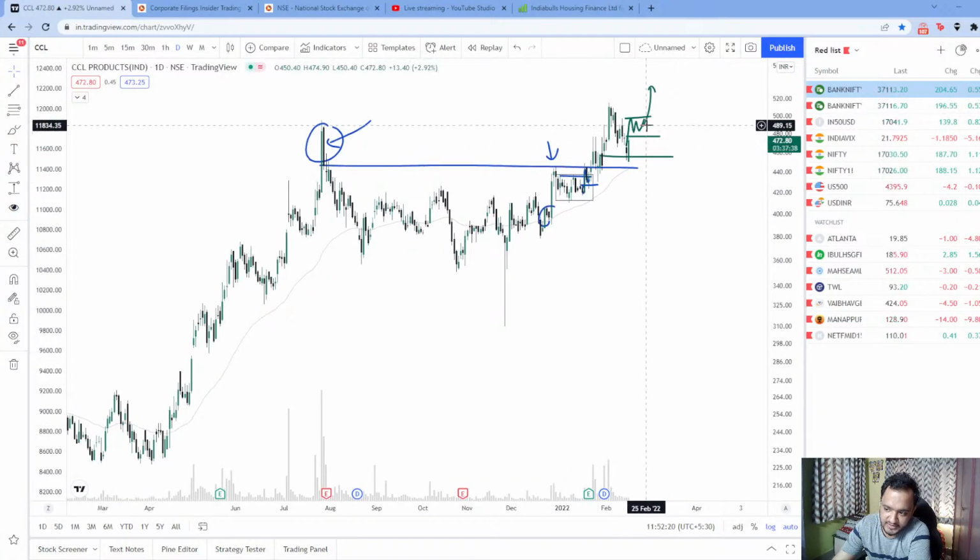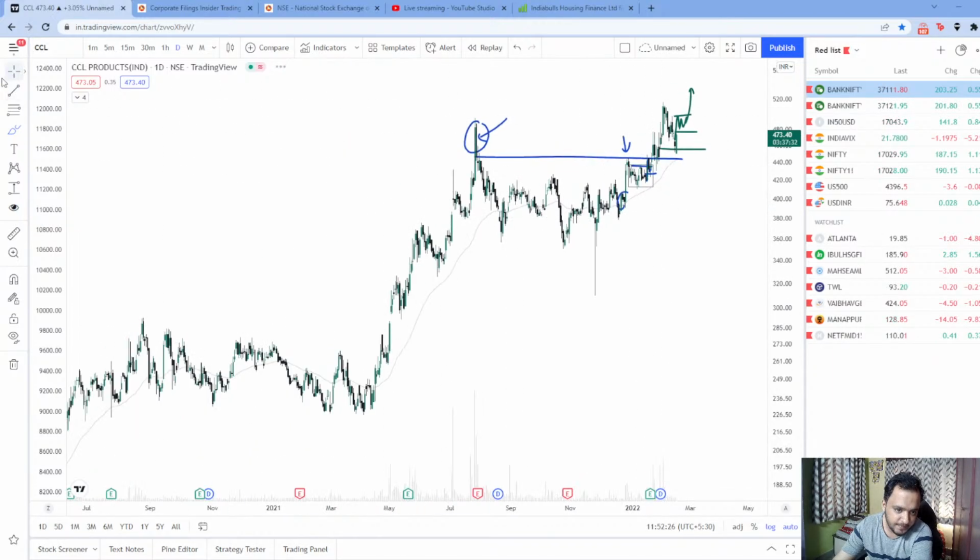CCL products, again, we're waiting for some contraction. Nice reaction today. Good thing to see. This is definitely getting into a strong uptrend.